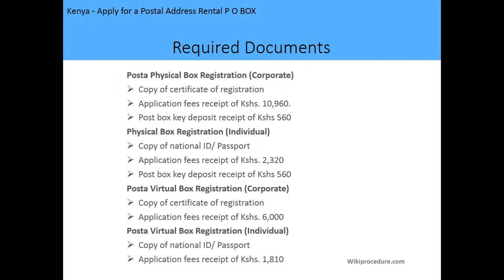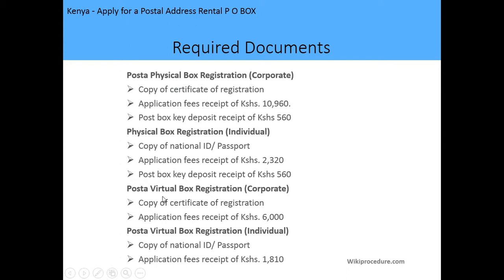The required documents are as follows. We have two types of boxes. We have the physical and the virtual box, and the physical box is an actual physical box at the postal office, for which you'll be given a key to access your letters, to see if you have letters, and you can also register for an SMS service to be notified when you receive letters.